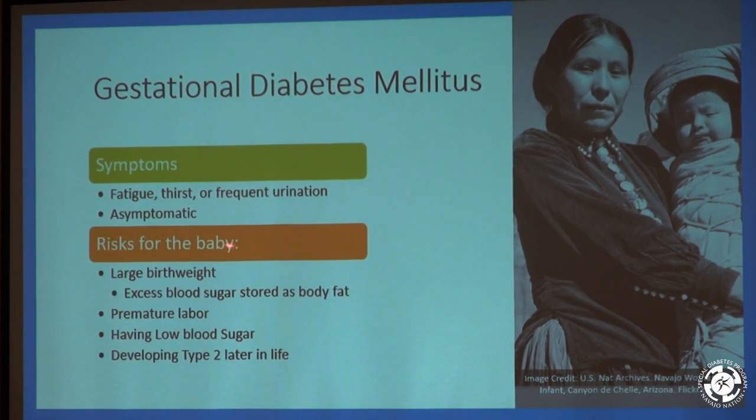asymptomatic. So the risk for the baby, so if we talk about the baby, what are the risks for the baby when it comes to GDM? That's a large birth weight, excess blood sugar stored as body fat, premature labor, having low blood sugar, and developing type 2 later in life.